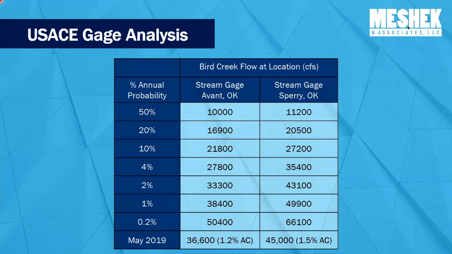And then at the bottom row, I put the May 2019 floods up against the probable design flows on the Bird Creek stream here. So you can see how big that flood was. And we came very close to approaching a 1% annual chance or 100-year flood.